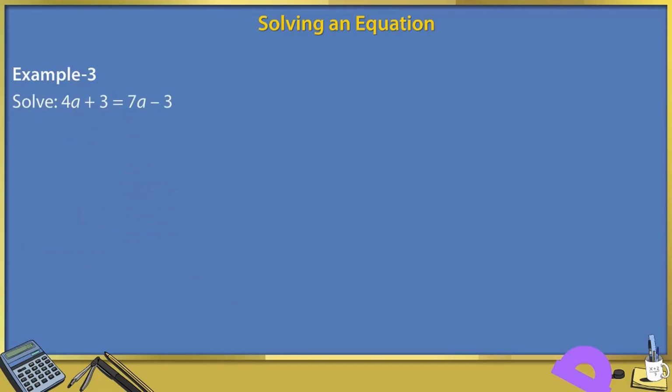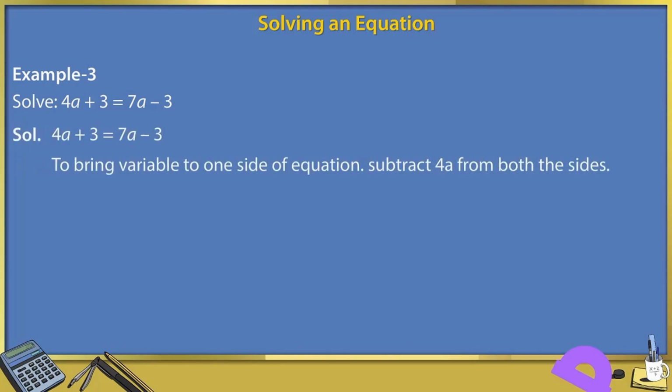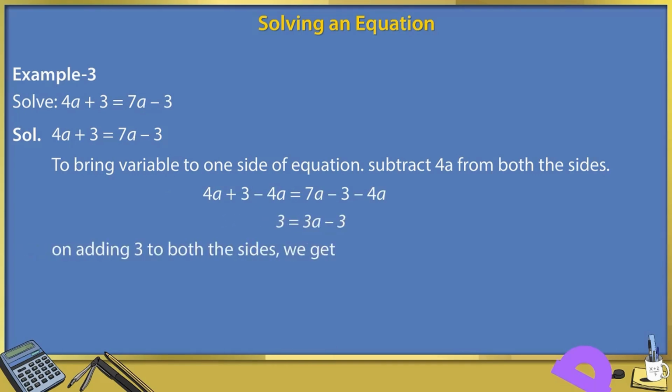Example 3. Solve 4a plus 3 is equal to 7a minus 3. Solution. 4a plus 3 is equal to 7a minus 3. To bring variable to one side of equation, subtract 4a from both the sides. 4a plus 3 minus 4a is equal to 7a minus 3 minus 4a. 3 is equal to 3a minus 3. On adding 3 to both the sides, we get 3 plus 3 is equal to 3a minus 3 plus 3.